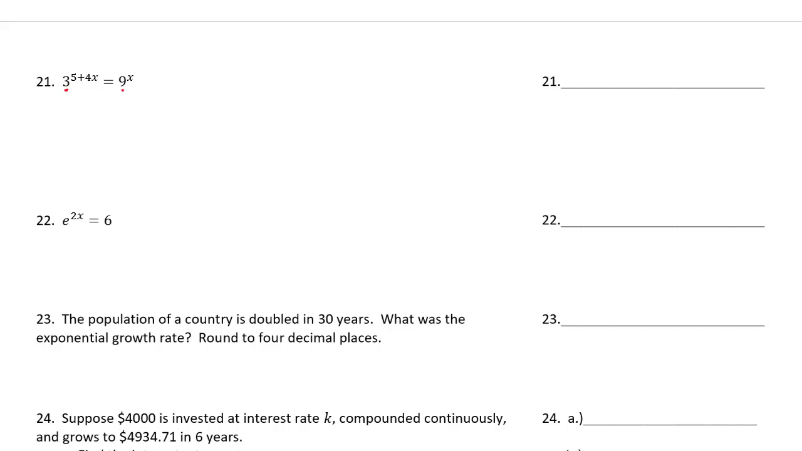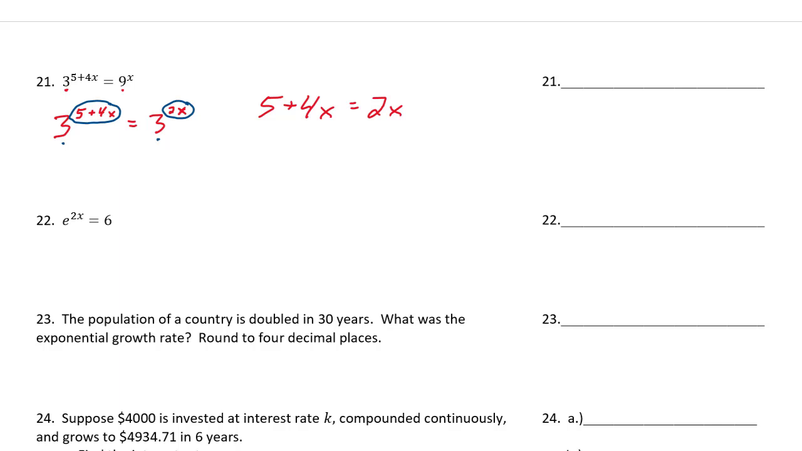I could rewrite 9 as 3 squared, so I can have this as 3 to the 5 plus 4x being equal to 3 squared to the x, which is a power to a power, so I would multiply, so that's really just 3 to the 2x. Once those bases match, which I've made happen, the only way that they can be equal is if the two powers must equal each other. So I'd have 5 plus 4x must equal 2x.